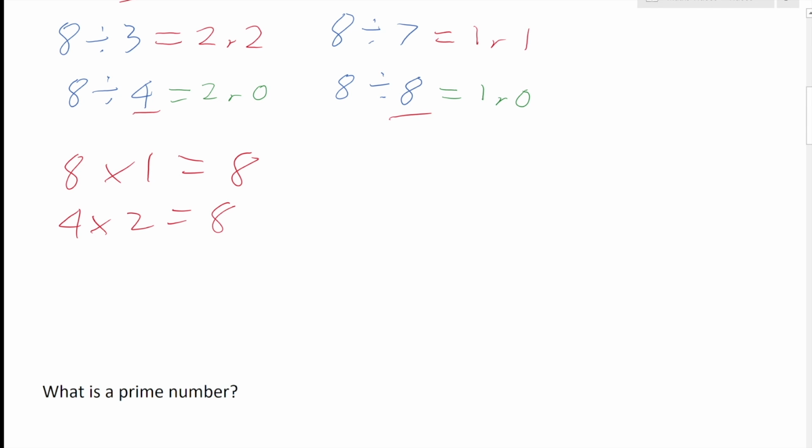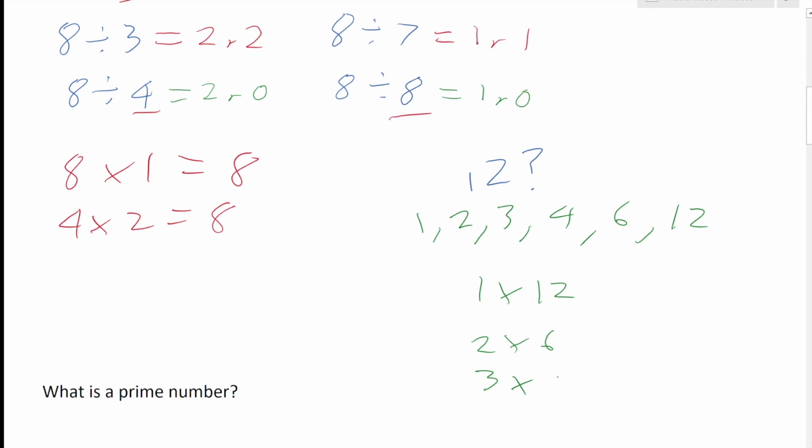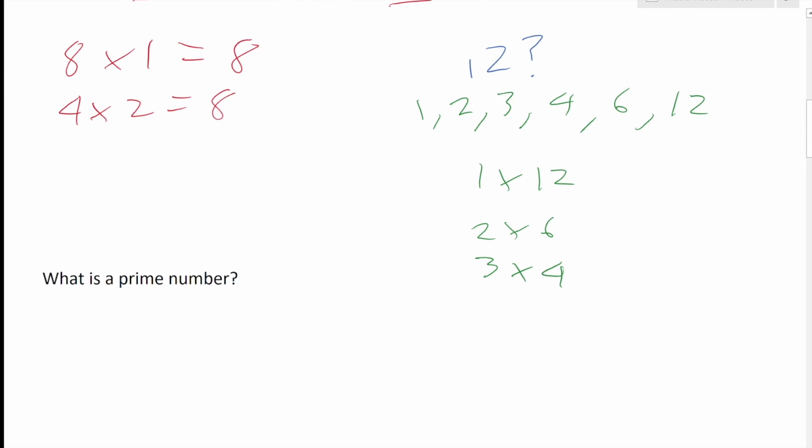Now, before we move on, I'll give you an example. Why don't you work out all the factors of 12? So you should have found that the factors of 12 are 1, 2, 3, 4, 6, and 12. And again, these pair up. You've got 1 times 12, 2 times 6, and 3 times 4.